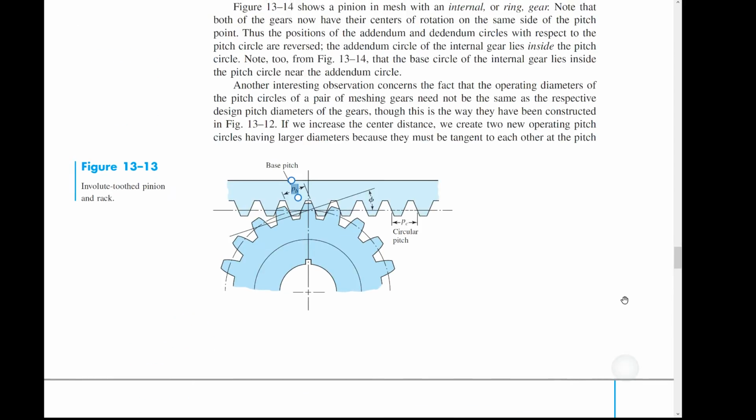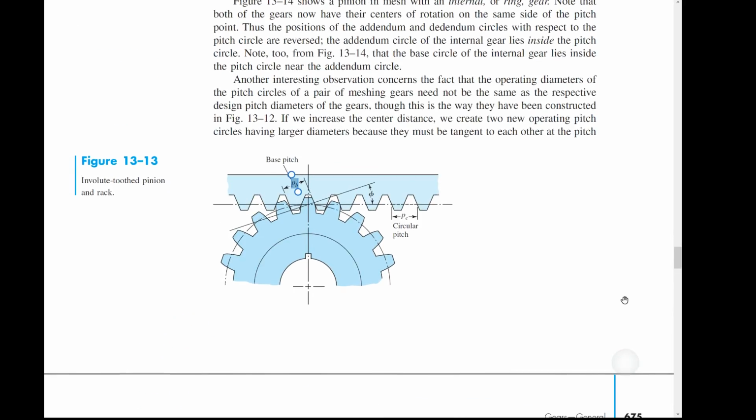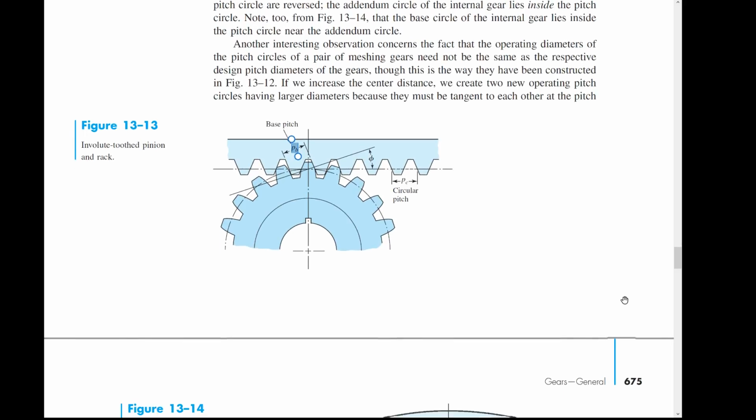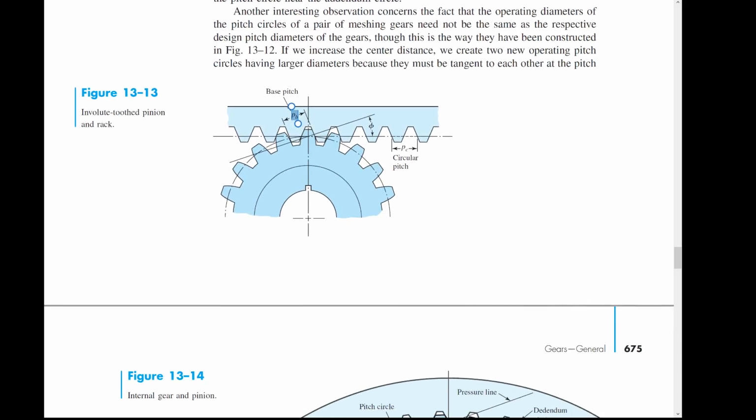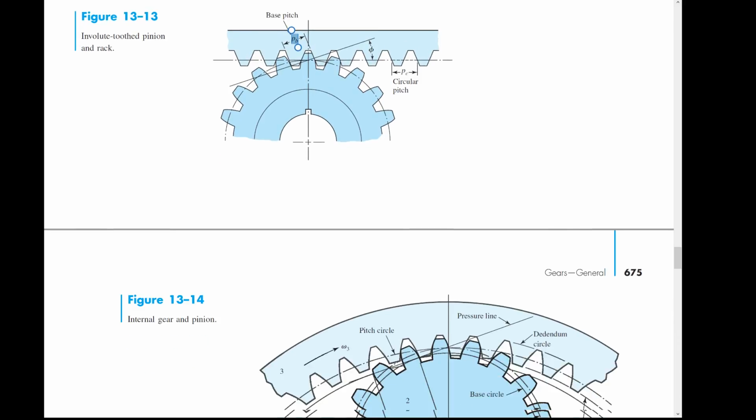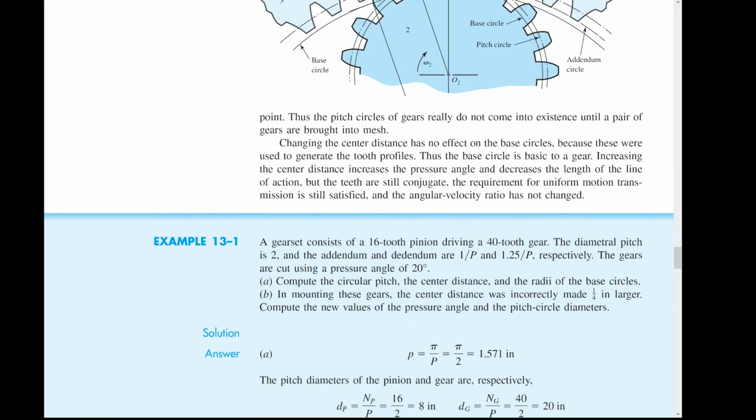If we increase the center distance, we create two new operating pitch circles having larger diameters because they must be tangent to each other at the pitch point. Thus, the pitch circles of gears really do not come into existence until the pair of gears are brought into mesh.